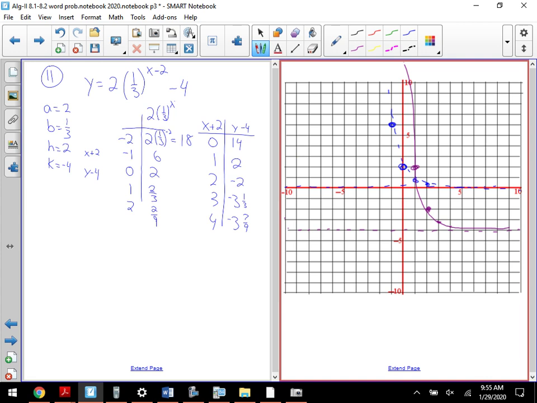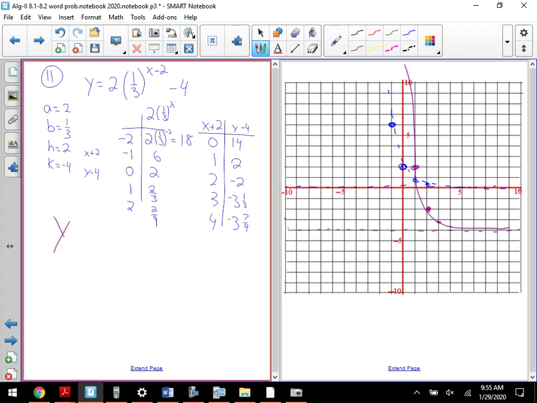So now, your asymptote is at y equals -4 for your asymptote. And this is always your shifted one. Your domain. All real numbers. Exponential growth, exponential k, domain is all real.